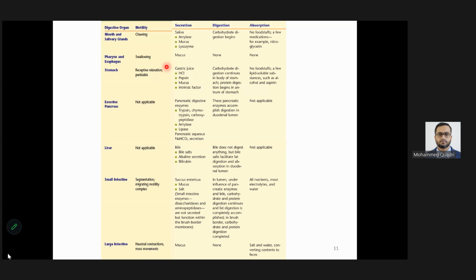Coming to secretions, what is secreted in the stomach? HCl. Which cells? Parietal cells. Then mucus. Which cells? Mucus cells. Okay, next.